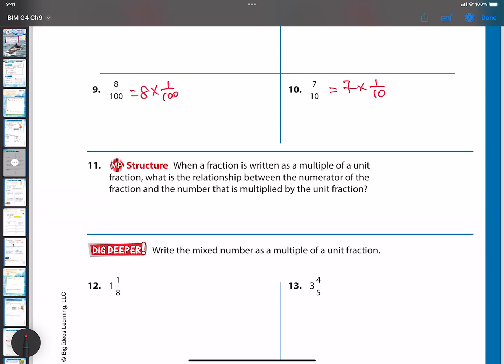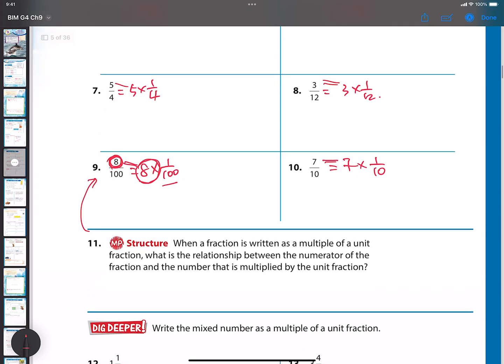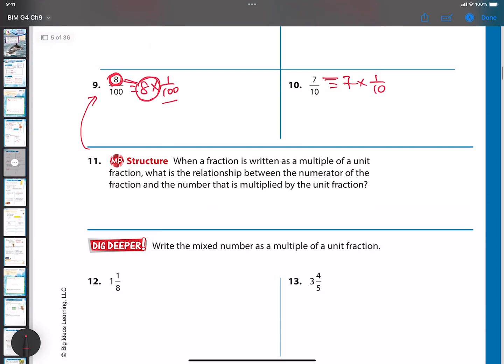They're asking us to find out the relationship between the numerator of the fraction and the number that is multiplied by the unit fraction. The numerator is what? Let's see this number 9, okay? The numerator is 8 in this fraction. Equal, equal, equal, right? So the answer is what? They are the same thing.